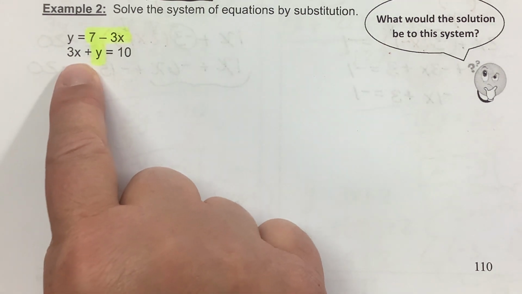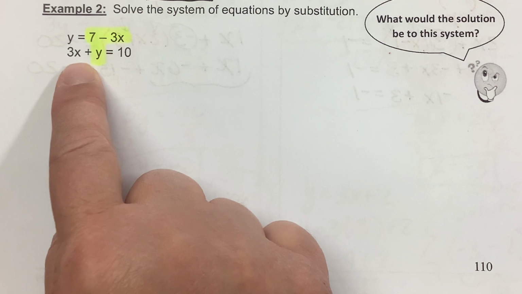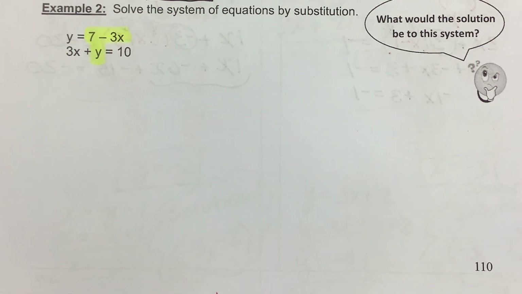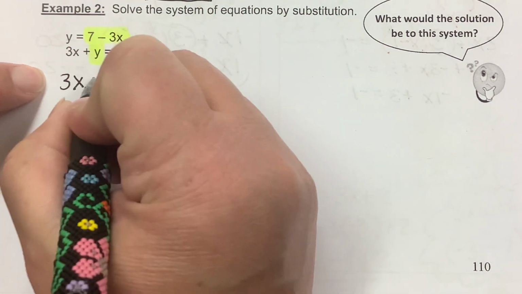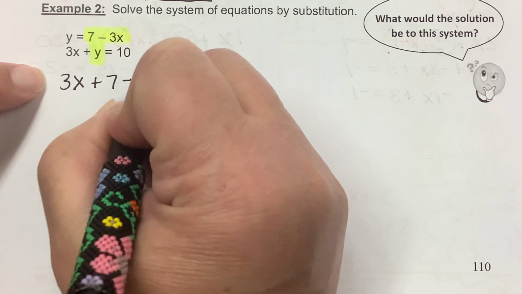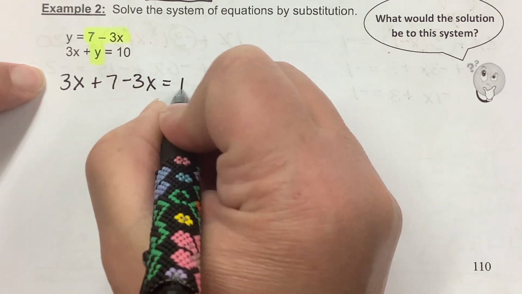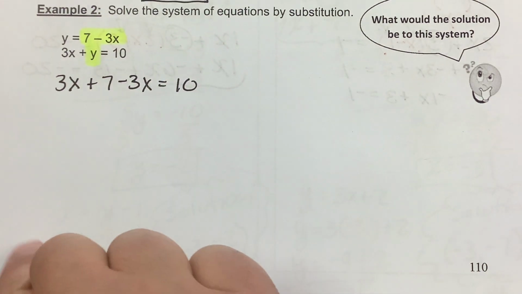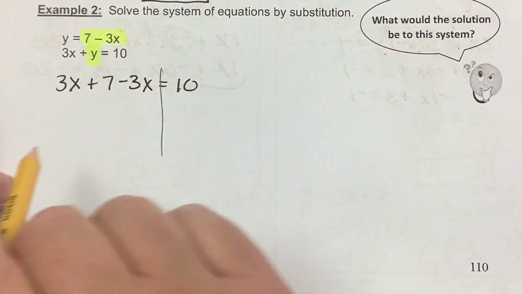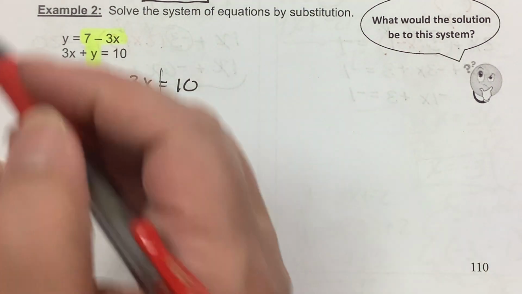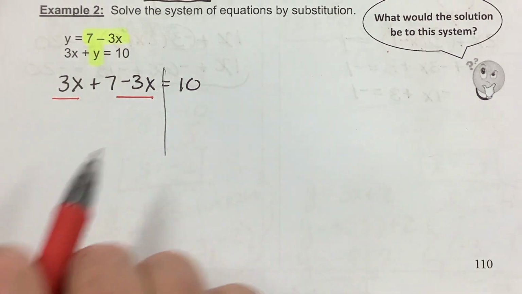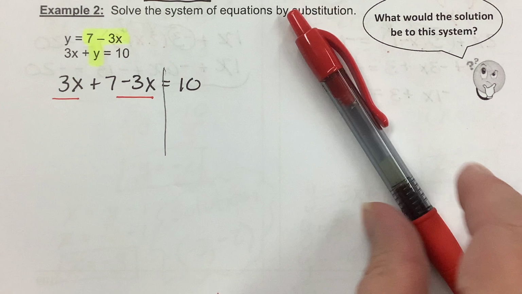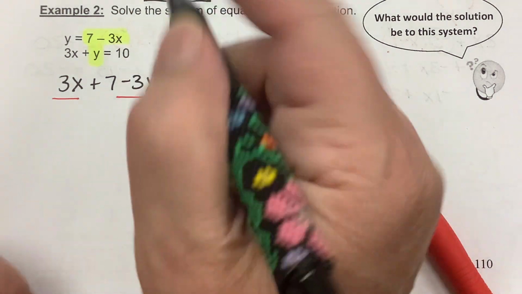Now, if this was a minus y, I would be distributing a negative 1, but it's plus y, so I don't have to worry about parentheses or any of that. Just straight up substitution. 3x plus 7 minus 3x equals 10. Now, remember, on the same side of the equal sign, you do what's there. So if I have 3x minus 3x, well, that's 0. 3x minus 3x is 0, so what's left?